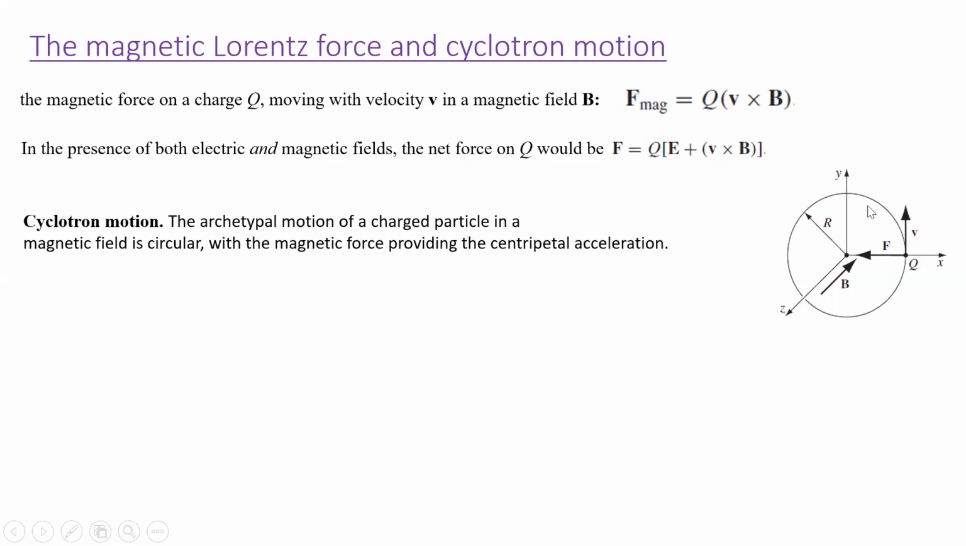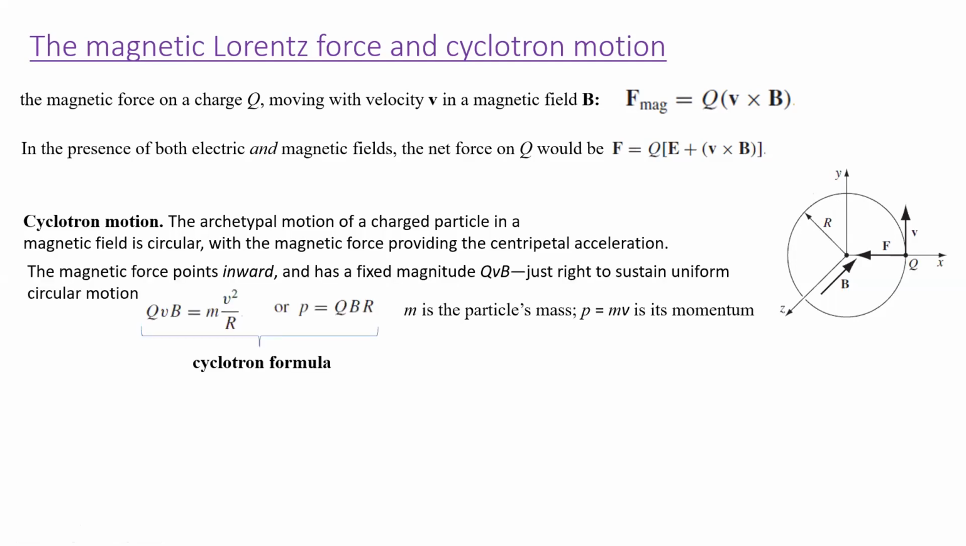For example, when the particle gets to the top here, its velocity will be to the left, but the force will be downwards toward the origin. So it's going to have a centripetal force and a centripetal acceleration. So we get circular motion, or cyclotron motion.